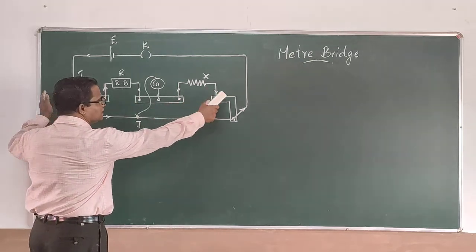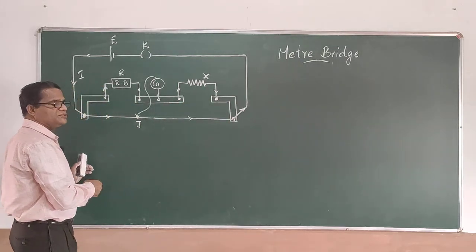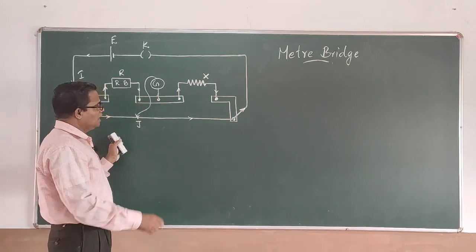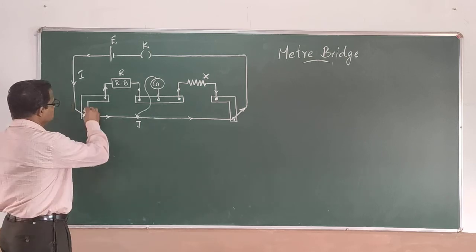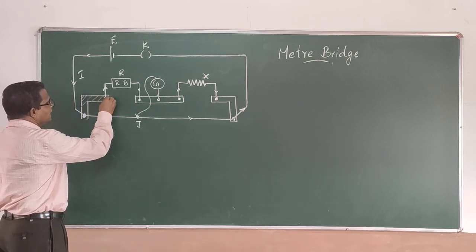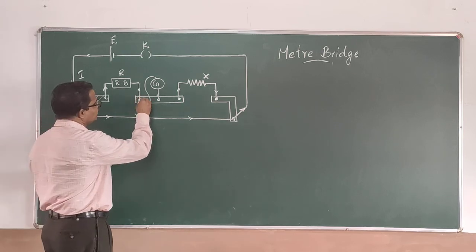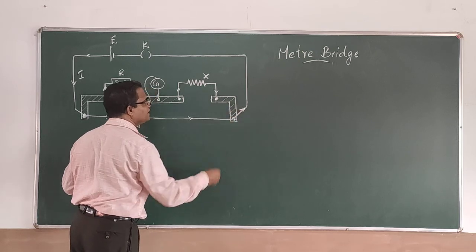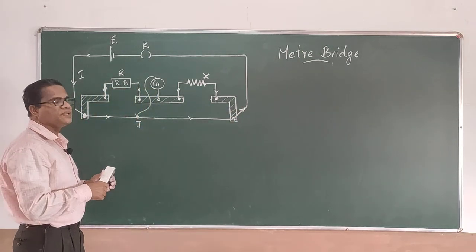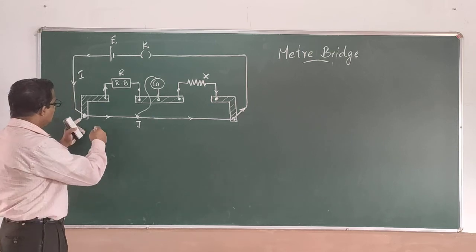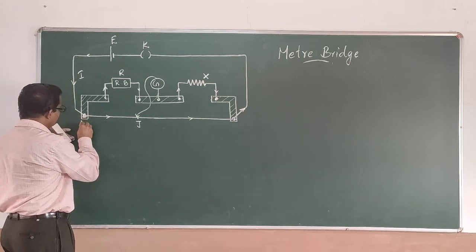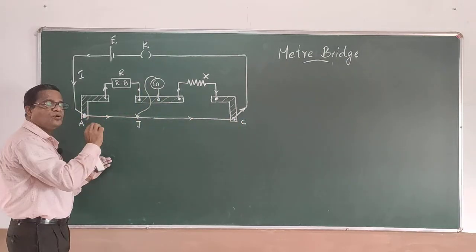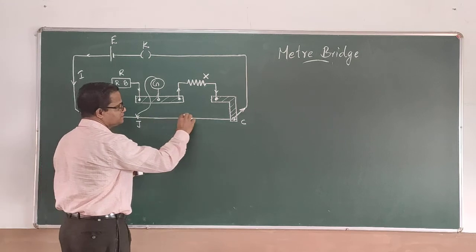So this is the Metre Bridge. There is a wooden panel. On that wooden panel, metallic strips are arranged. These are thick metallic strips, so that the resistance will be minimum. And between the points A and C, there will be a uniform cross-section wire connected.